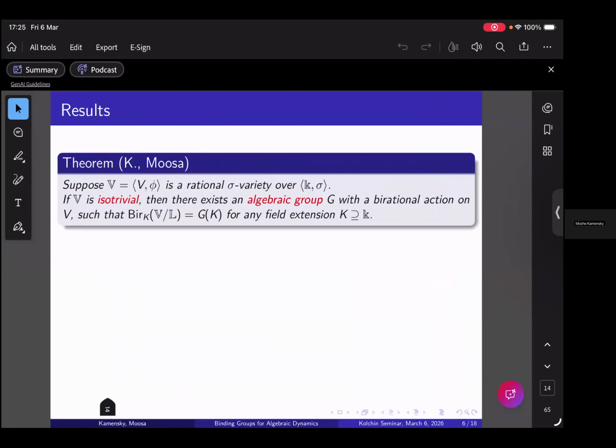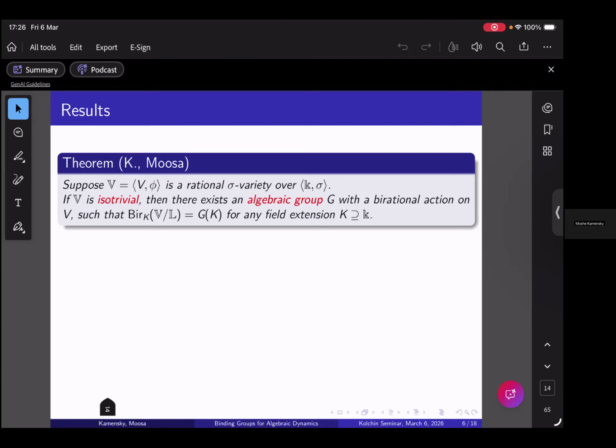Okay, so this is the result. For people coming from model theory, it just asserts that there is a certain variant of the binding group in the appropriate notion of internality. So what it says is, if V is isotrivial, which I'm going to explain later, there's an algebraic group G that acts birationally on V. The action identifies the elements of G with birational automorphisms of V over L. And that's for any field extension.